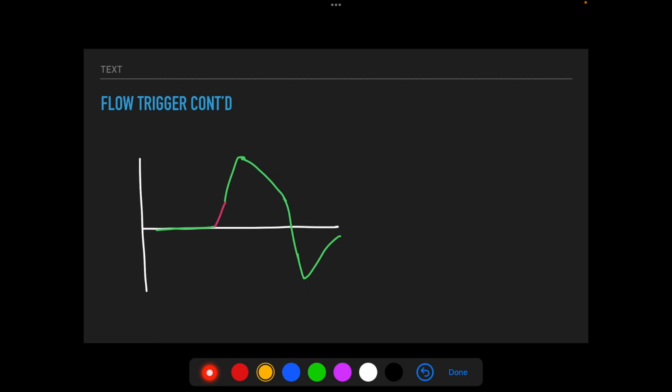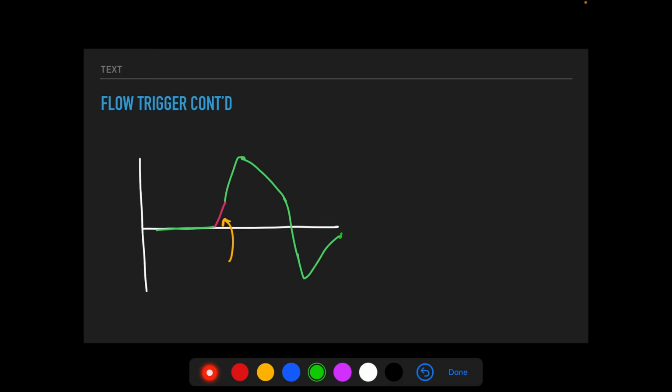So, flow trigger continued. We know this is really small right here. On the vent, you see a nice change in color. That change in color means the patient attempted to trigger a breath, or was successful, I should say, at triggering a breath. This was a patient-triggered breath right here. We see that nice change in color.